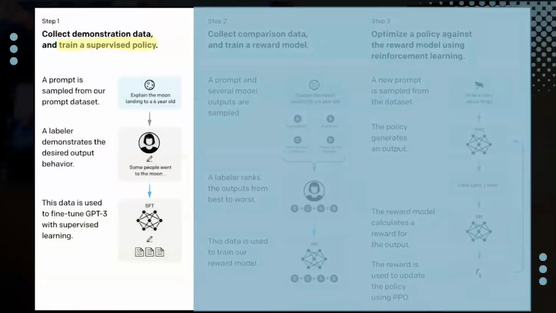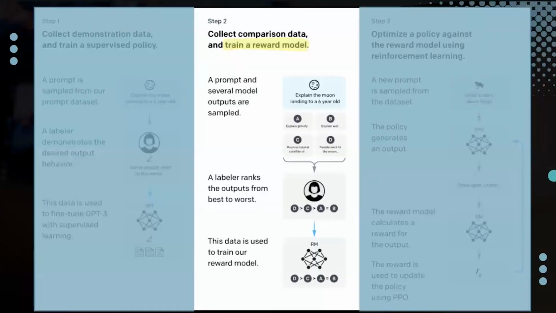First, we train what's called a supervised policy. Policy is just a word for model, and that will become clear when we get to proximal policy optimization. This just means instruct tune. That's what this means. A prompt is sampled from our prompt data set. A labeler demonstrates the desired output. The data is used to fine-tune. It's instruction tuning.